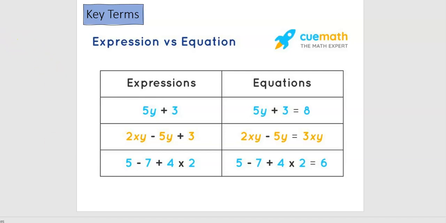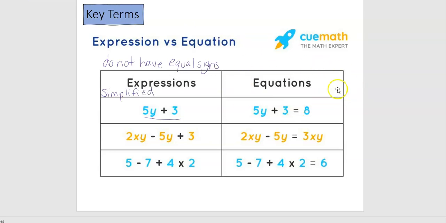In the beginning, we're going to just make sure we understand the difference between an expression and an equation. So expressions do not have equal signs. And you can see here in examples, they have terms that are separated by operation signs like addition, subtraction, multiplication, division signs. And they have letters and numbers. These are expressions. They express something. They cannot be solved. They can only be simplified.